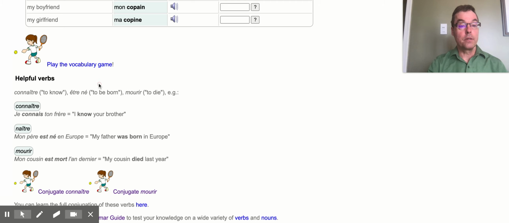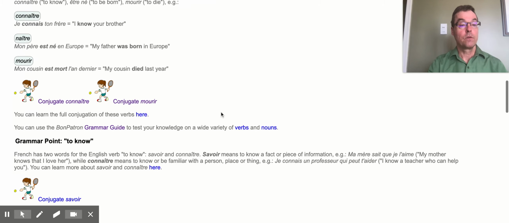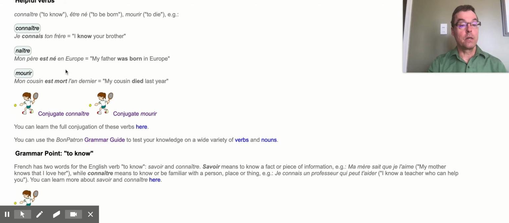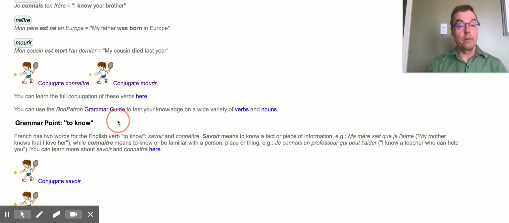A couple of verbs to mention, connaître, naître, and mourir. Right? These are all somewhat exceptional, so make sure you are able to play the game with these verbs. And now I also wanted to mention a little bit more about this verb know in English. In French, actually there are two verbs, savoir and connaître. Generally speaking, so you have to decide when to use which, because English only has one.